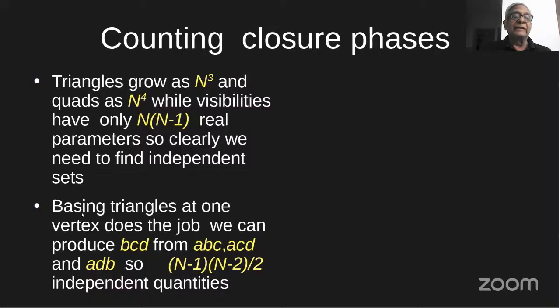Now, in the case of triangles, one can do the following. You can take triangles which all share a common vertex. So you keep A fixed. And if you have 3 other antennas, you can have ABC, that's one triangle, ACD is another triangle, and ADB is a third triangle. And I'm going to show you a sketch which shows that having these 3 triangles, you can construct a triangle of BCD. In other words, you can construct any other triangle not involving A.